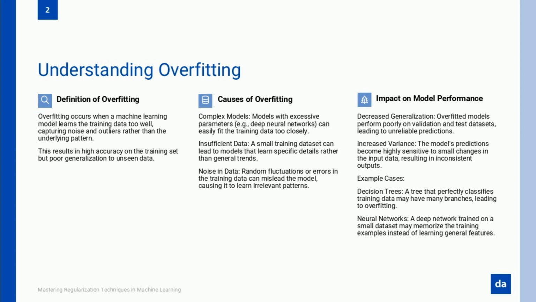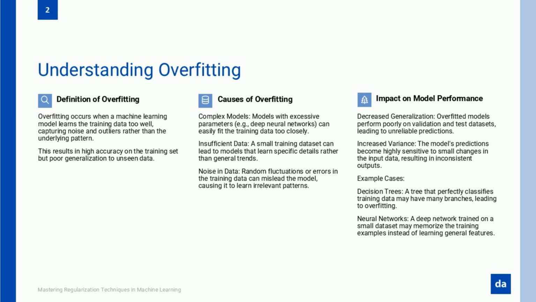So, why does this happen? Well, there are a few main reasons. First, if your model is too complex, meaning it has too many parameters, too many layers, too many degrees of freedom, it has the power to fit everything, including random noise in your dataset. It's like drawing a crazy squiggly line through every single data point instead of recognizing the actual trend.